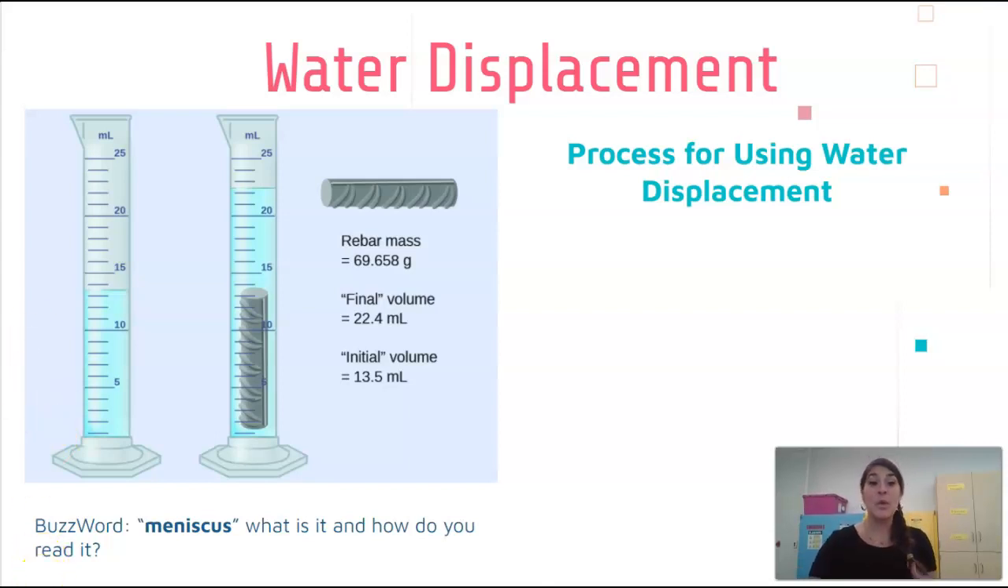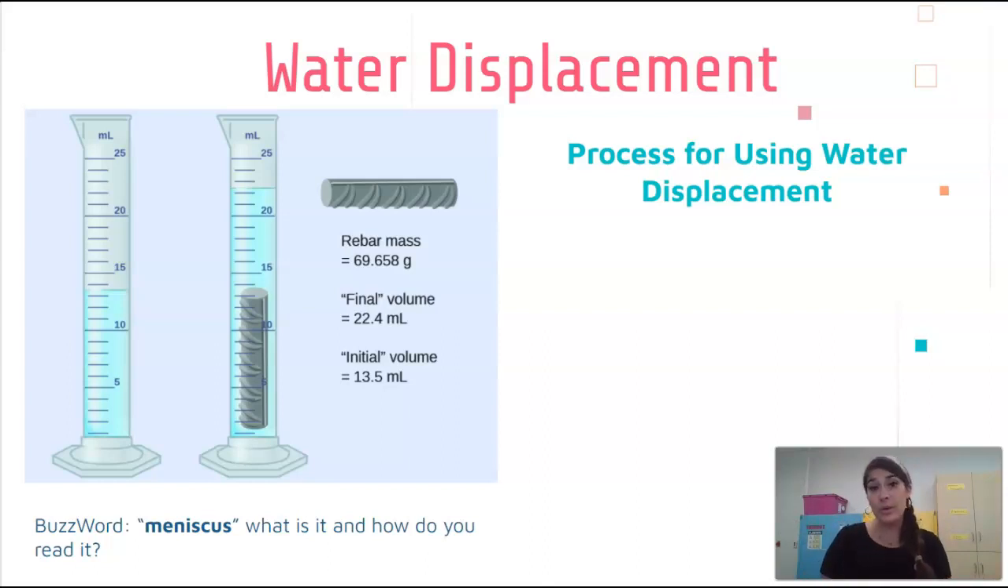All right, so what you can see here is that on the left, we have our first graduated cylinder. And that graduated cylinder, when we look at that initial volume, I said it looked like 13.5. You might have said maybe 13.2, 14, 13, right? There's definitely wiggle room when we're reading these things from a graduated cylinder.